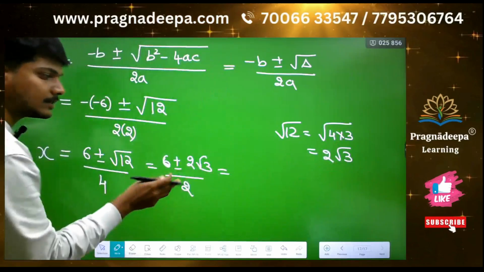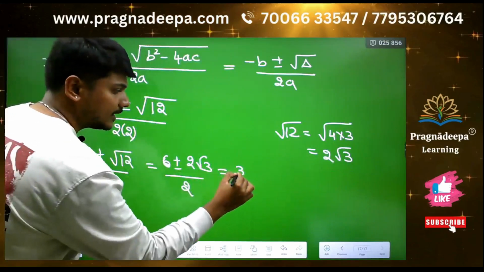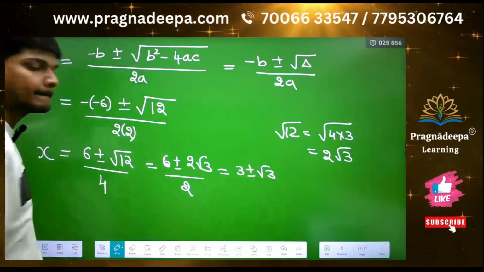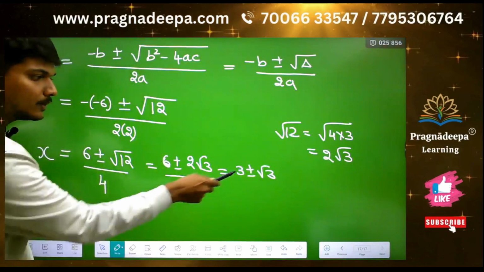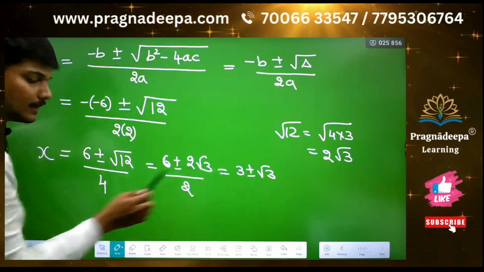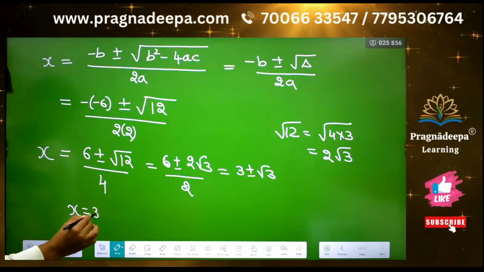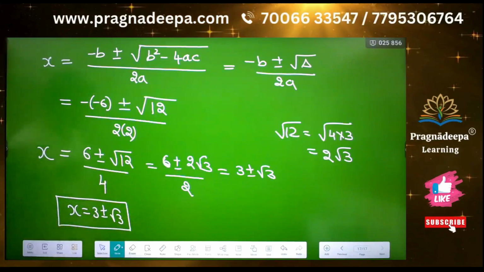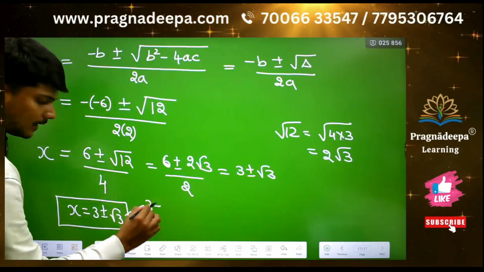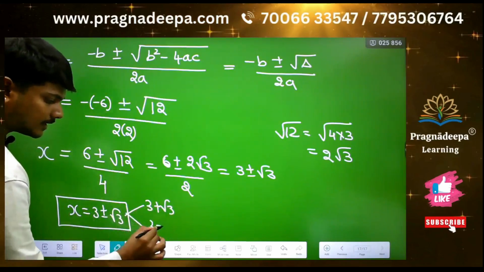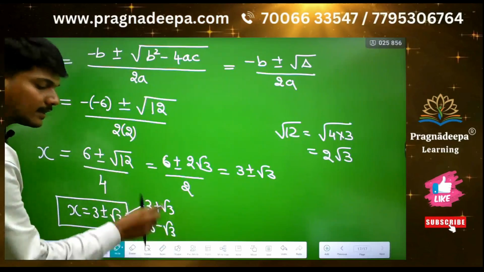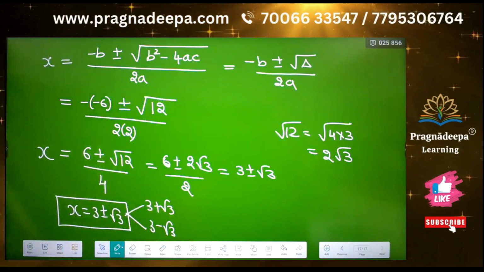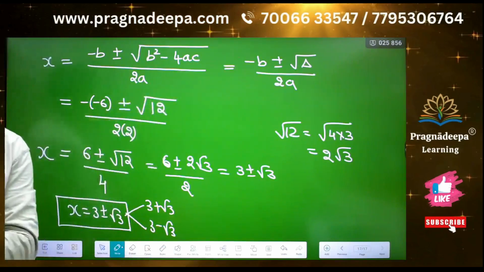So the final answer is, if you divide it by 2, you will get 3 plus or minus root 3. Right, 6 by 2 is 3, 2 by 2 is 1. 3 plus or minus root 3. So one root is 3 plus root 3. The second root is 3 minus root 3. Two distinct real roots, because discriminant is greater than 0.